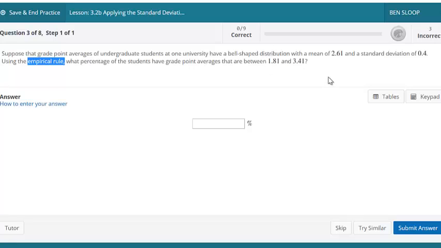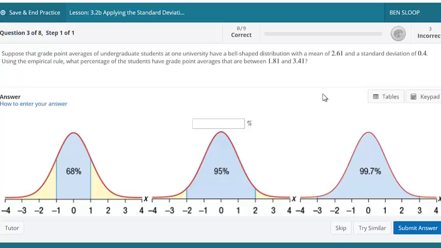Okay, next on mine, using the empirical rule, and I'm given two values. This is like 3.16a. I'm going to take each of these values, subtract off the mean, then divide by the standard deviation. Take this value, subtract off the mean, divide by the standard deviation. If I have 1 and -1, then that's going to be 68%. If I have 2 and -2, that's going to be 95. And then if I have 3 and negative 3, that's going to be 99.7.